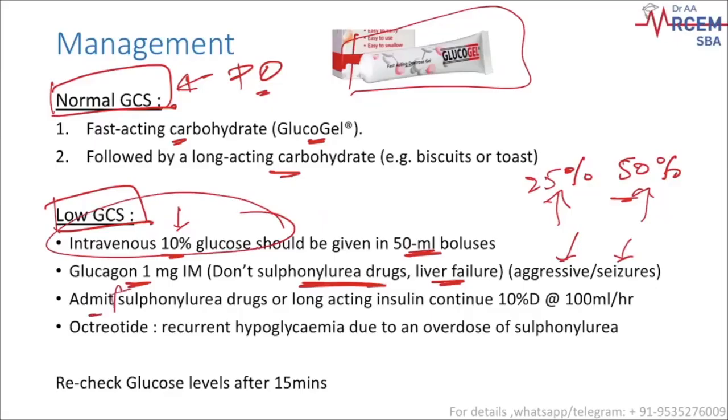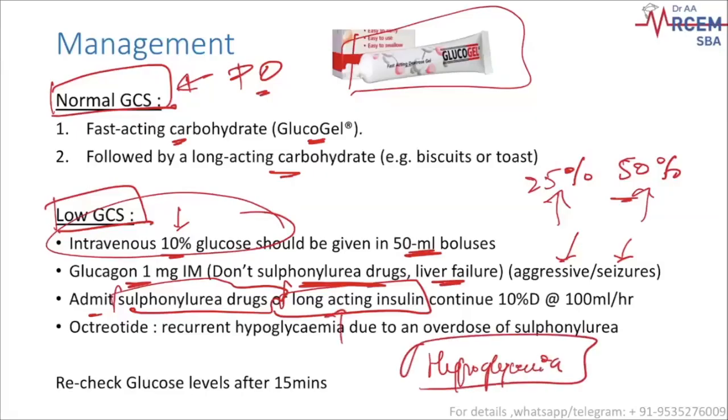Anyone who is taking sulfonylurea drugs or long-acting insulin needs to be admitted. Okay, or anyone where you cannot find the cause for the hypoglycemia, you need to admit. Why do we need to admit when the patient is on sulfonylurea drugs or long-acting insulin? Because recurrence of hypoglycemia is seen. Why is recurrence seen in these patients? Because it is long acting, it acts for approximately 24 hours. These sulfonylurea drugs also act for approximately 24 hours. For this particular reason, they can have recurrent episodes of hypoglycemia.